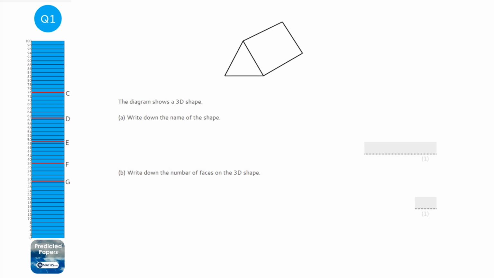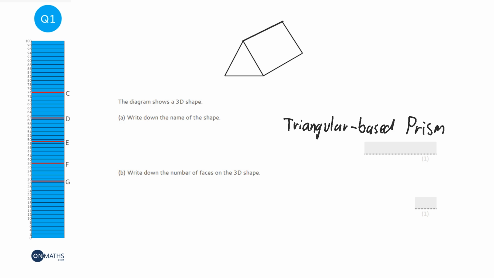You will need to be familiar with the names of three-dimensional shapes. So the one we have here is a triangular based prism. So a prism is a shape that you can cut anywhere along one of the axes, so anywhere along here, and it would look exactly the same. It would look like a triangle.